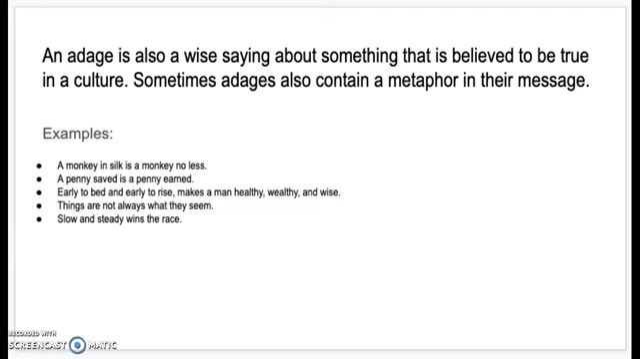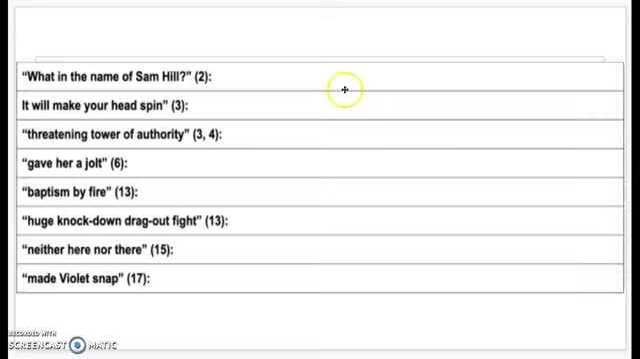So at this point, you should have already read The Hope Chest, chapter 1, and here are some idioms, adages, and proverbs in chapter 1 of The Hope Chest.